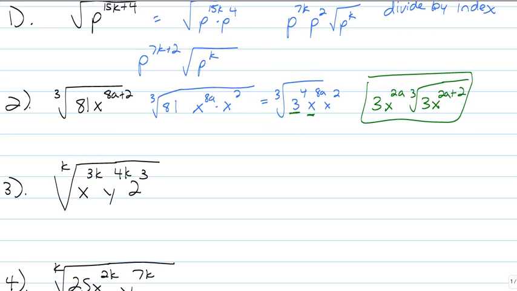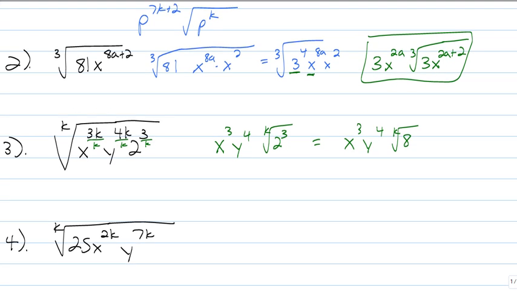Down here, the index is k. So that means that the exponent has to be divisible by k in order to pull it out. So if I divide this by k, I get 3. If I divide this by k, I get 4. This I can't divide evenly, so it has to stay under. So what happens is it's x to the 3rd, y to the 4th. There's still a k root of 2 cubed, because we can't pull that out. So we can rewrite that as x to the 3rd, y to the 4th, the kth root of 8.